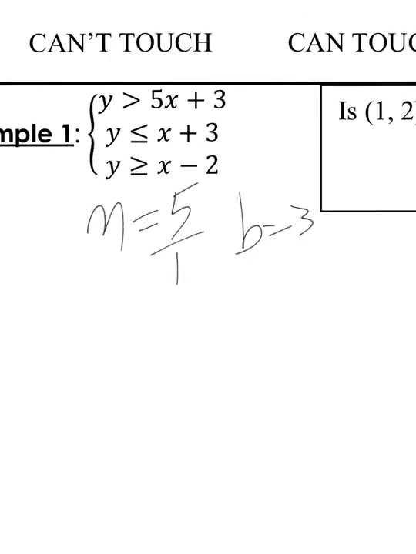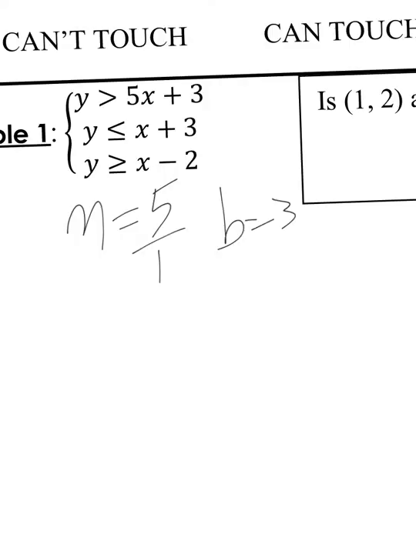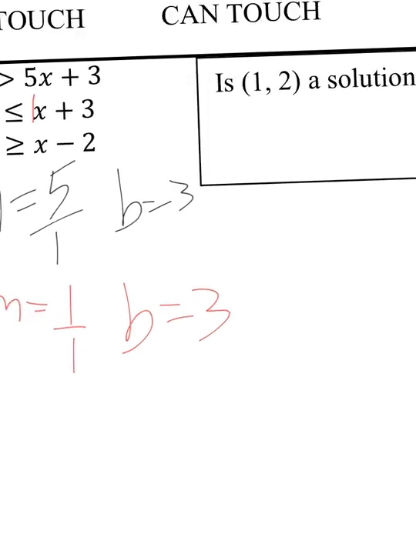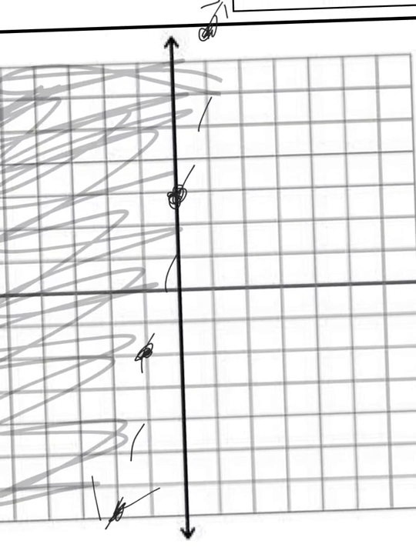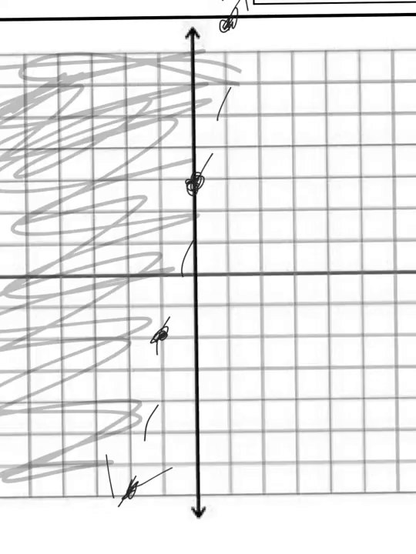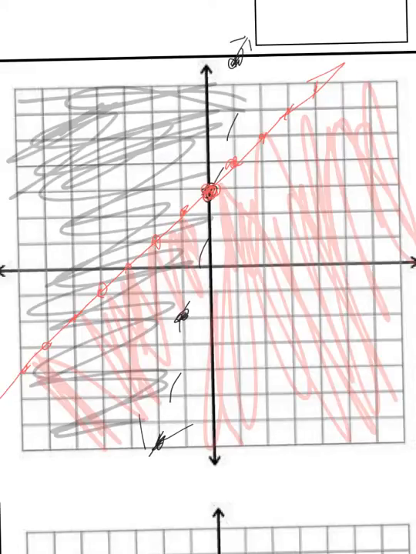It might help. The second one, y is less than or equal to x plus 3. That means there is no number there, so that's a 1 in front. So I have a slope of 1 over 1 and a y-intercept of 3. I'm going to have a solid line, and since it's less than, I'm going to shade down. So I'll have a solid line starting at 3 with a positive slope of 1 over 1 shading down. Okay, so here I have it graphed and shaded.